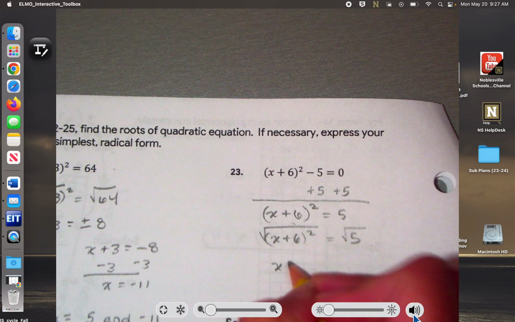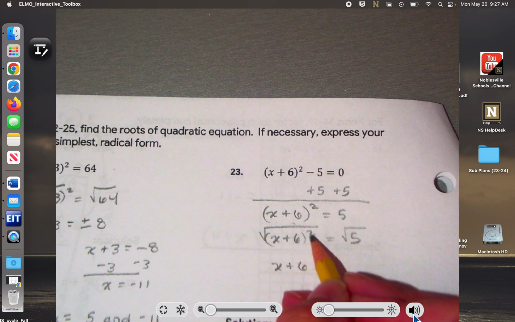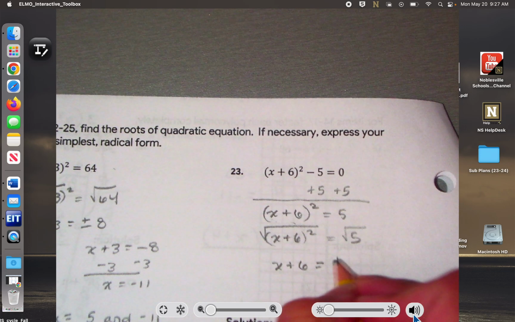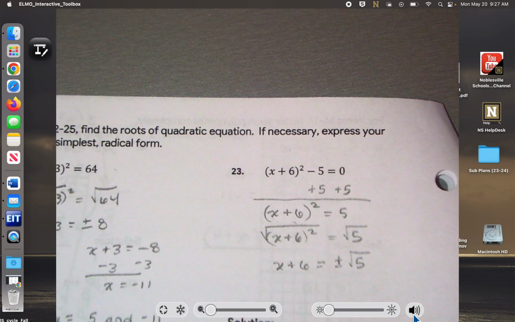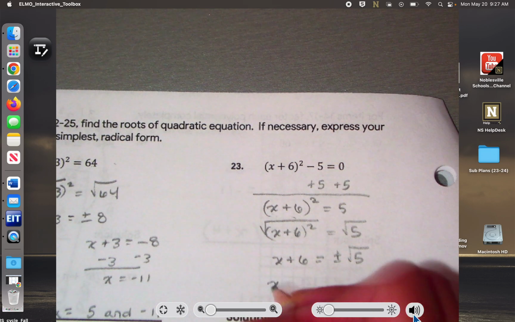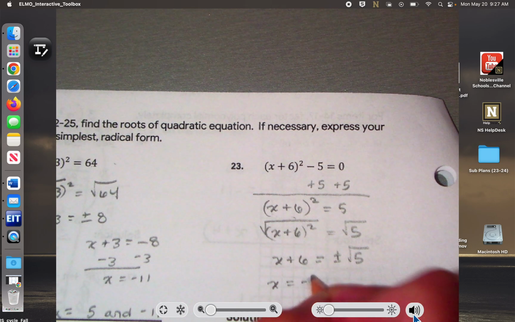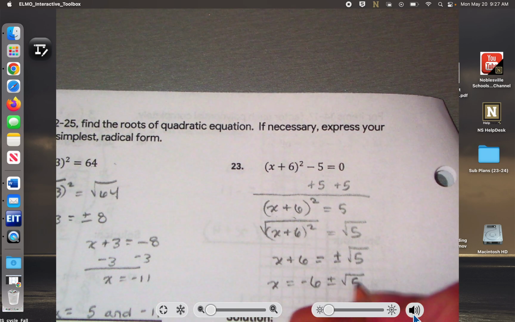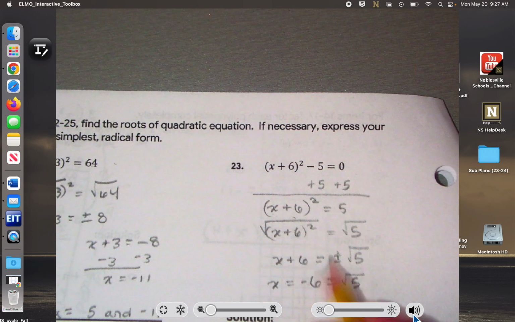So then I have x plus 6, because the square root of the square would just be the one, equals plus or minus the square root of 5, because I can't do anything with that. And then you can just leave it like that. I would accept that. Or you could do x equals negative 6 plus or minus the square root of 5, because if I subtracted the 6 over here, it'd be right there.